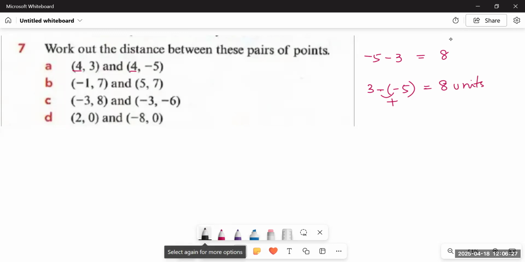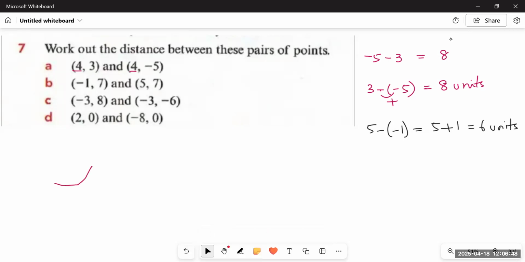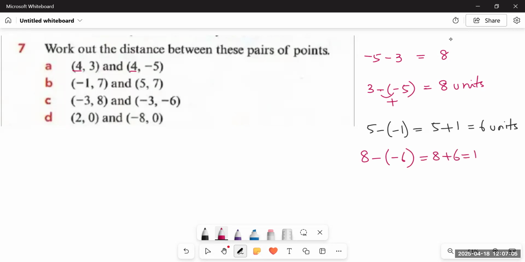Then we'll talk about minus 1, 7 and 5, 7. So 7 is constant, y coordinate same. We are going to subtract 5 and minus 1. So we'll do it like this. 5 minus 1, which is 5 plus 1 equals to 6 units. Then the third one, part C, minus 3, 8 and minus 3, minus 6. So minus 3 is the same x coordinate for both the points. So we'll go for 8 minus 6, which is 8 plus 6 equals to 14.